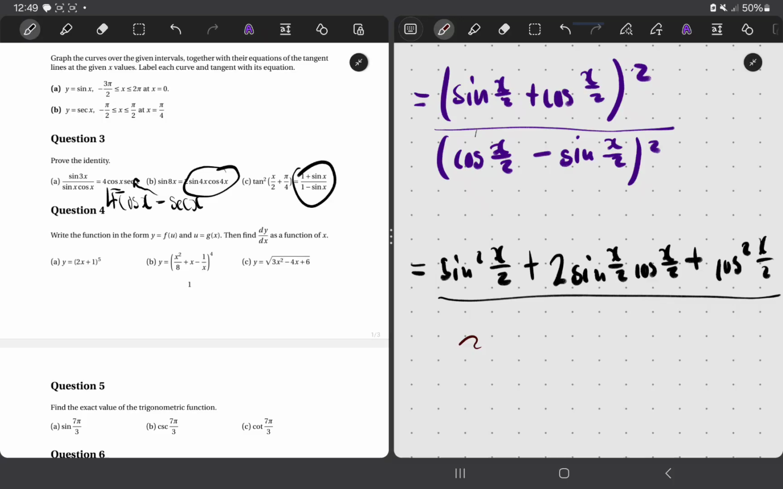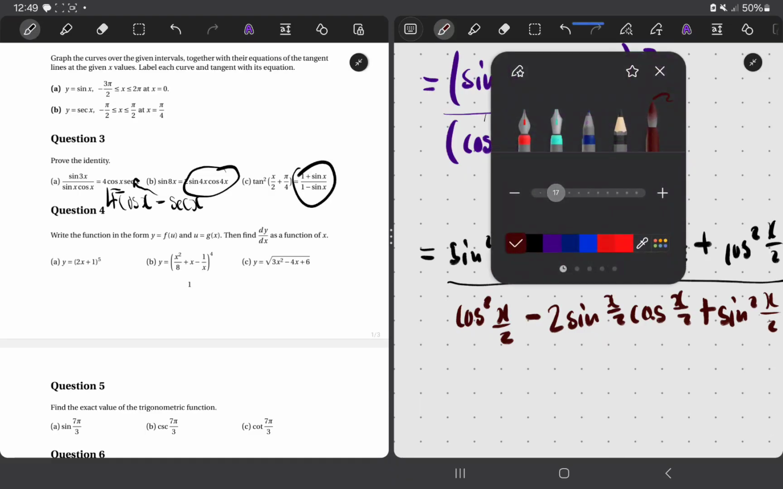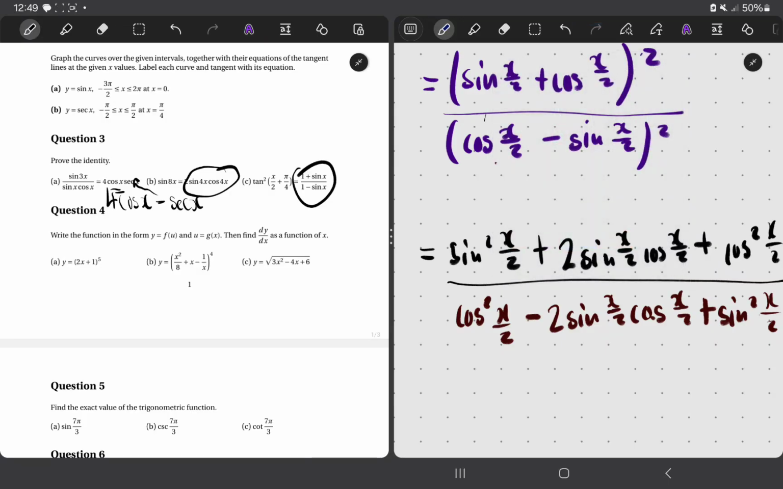Same thing, you square the first term, cos squared x over 2. Then you multiply them together, you multiply by 2. Positive times negative, your answer is negative, so it will now be minus 2 sine x over 2 cos x over 2. Then you square the last term, which is a negative thing. When you square it, it becomes positive, and it is now sine squared x over 2. Okay, so we have gotten to this stage now.